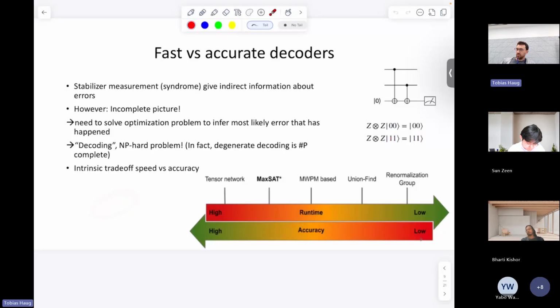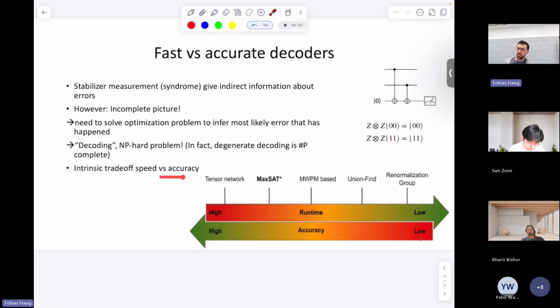As I mentioned in the last talk, decoding is an NP-hard problem, so it's very difficult. Therefore, if you actually want to solve it, you always have to make approximations, because if you want to solve the full problem, you will take too much time. This implies there's an intrinsic trade-off: speed versus accuracy.